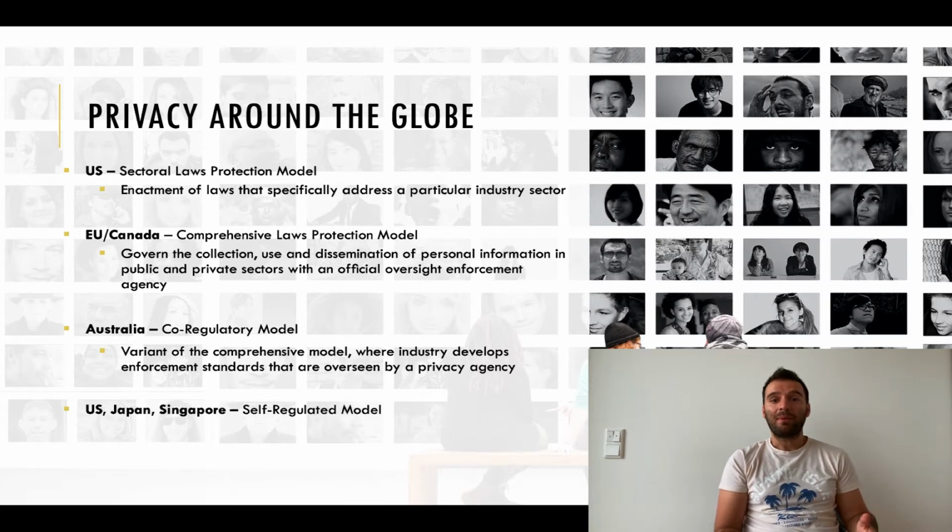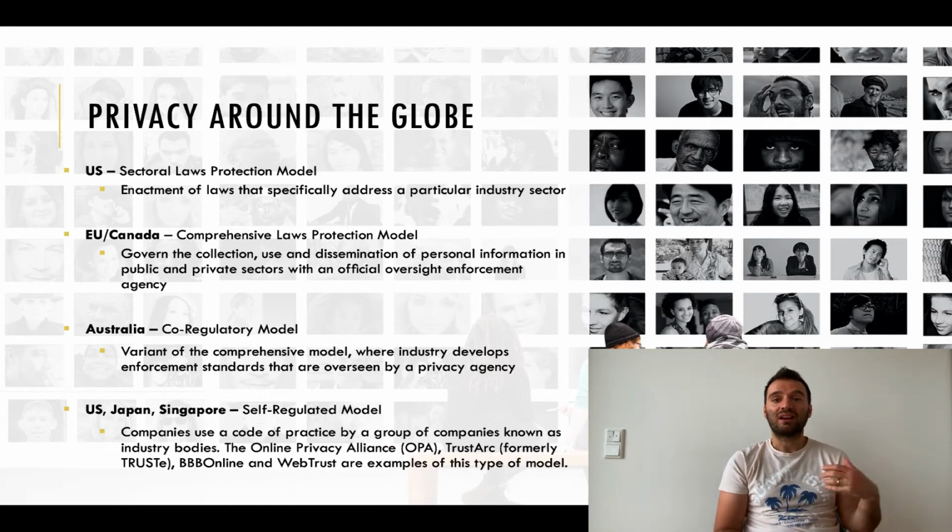Then the US, Japan, and Singapore have a protection model that is self-regulated. Their approach to privacy protection is that companies use a code of practice by a group of companies known as industry bodies. The Online Privacy Alliance, or OPA, TrustArc, which is formerly TRUSTe, BBB Online, and WebTrust are examples of this type of model.